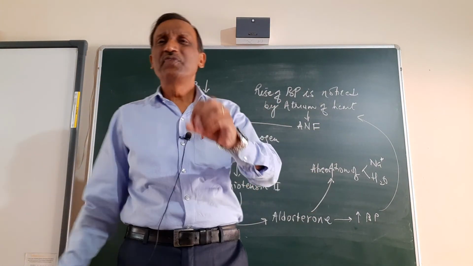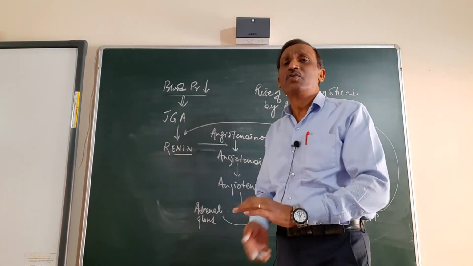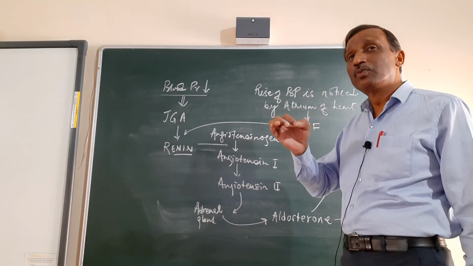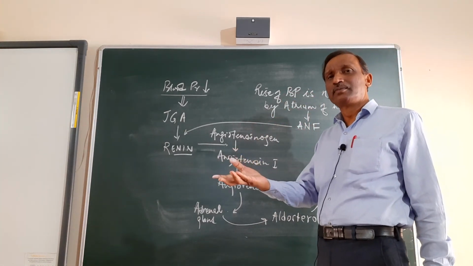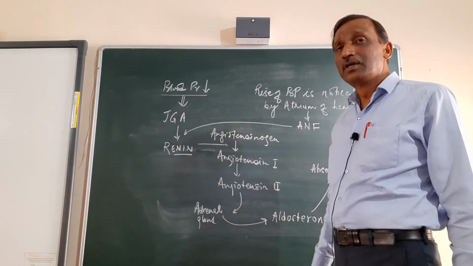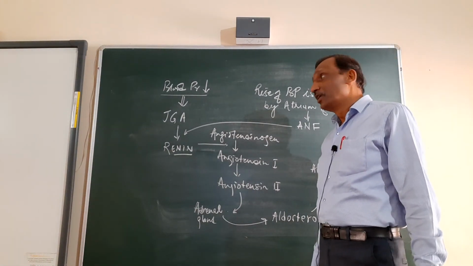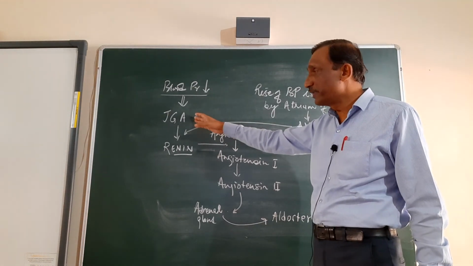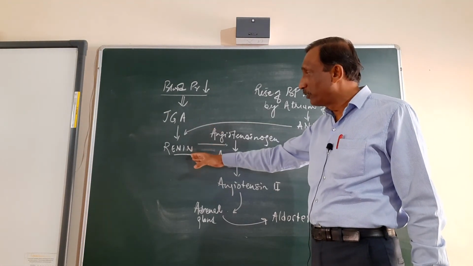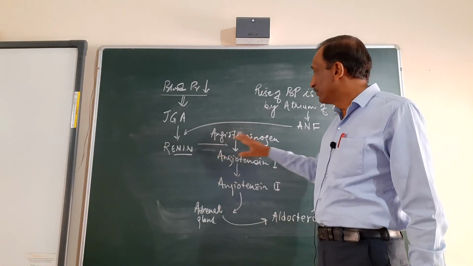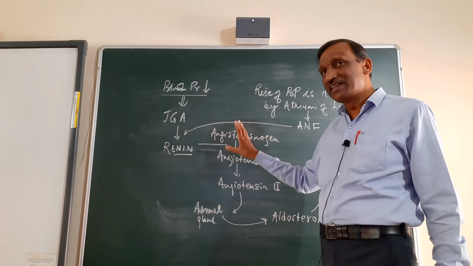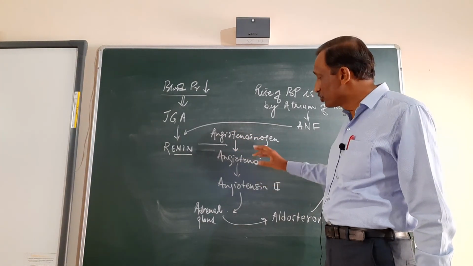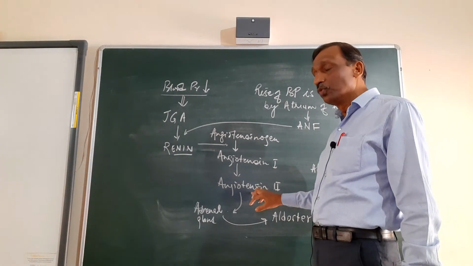You don't even come to know a bit of what your body is doing. You don't even come to know that you are not drinking water because you are fasting, but the body is losing water. As the body loses water, blood pressure falls. As the blood pressure falls, it is noticed by the JGA. JGA releases a hormone called renin. Renin will convert the angiotensinogen, which is already there in the blood, into angiotensin 1. Angiotensin 1 will soon change into angiotensin 2.